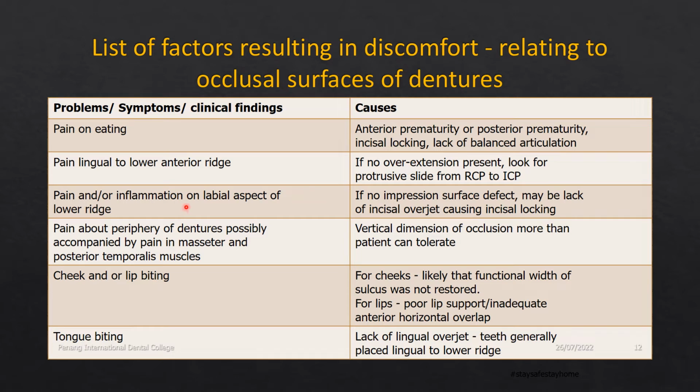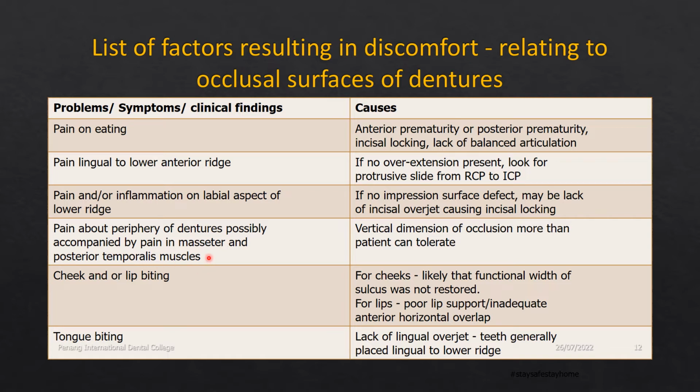If there is any pain or inflammation of the labial aspect of the lower ridge, this can be due to increased incisal overjet, which is causing incisal locking. And again, we need to adjust the lower and upper anterior teeth to allow the teeth to slightly have freedom of movement in the anterior region. Pain may also be in the periphery of the denture. This may be either due to the masseter muscle and may also be due to the posterior temporalis muscle.